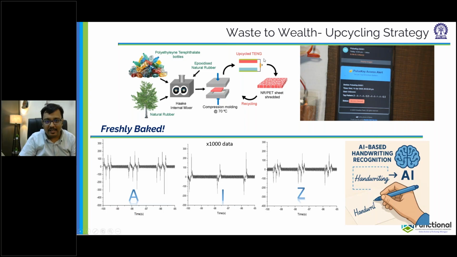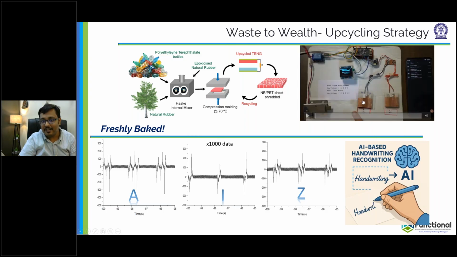We made certain changes in the formulations and came up with a compatibilized sheet of the material, and utilized this material for creating this type of sensors which are self-powered. You do not need any external power supply for making this, and you can use this for something like a smart locking system. So this is an upcycling strategy that we have done.